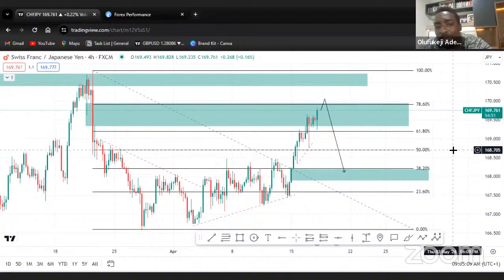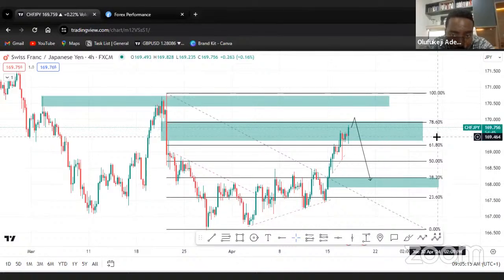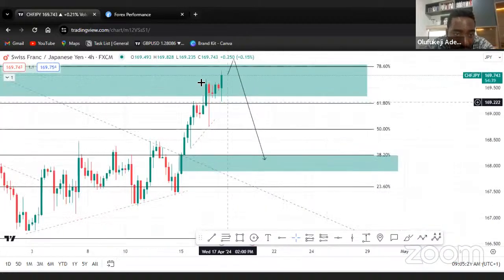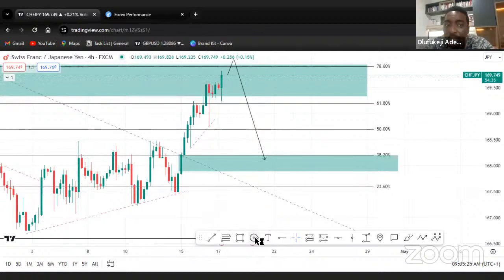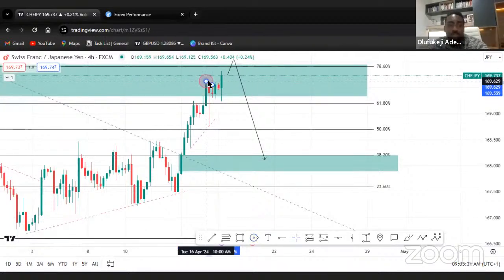Now, how do we expect it to happen? There's a shoulder that was formed at 169.46. Exactly, that's a shoulder box pattern. So that move to the upside is looking like a sweep.